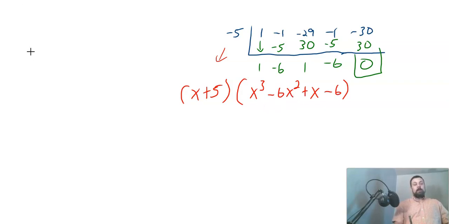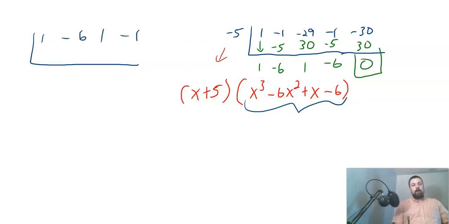So I'm going to do some more synthetic division with this expression here. It's going to be 1, negative 6, 1, negative 6. And just based on how that looks, I can tell that 6 is going to work, which is the next number in our list anyway. So it probably would have been the one we would have checked no matter what. So let's check 6, because we already checked 1, 2, 3, and 5. So 6 would be the next number in our list to check.